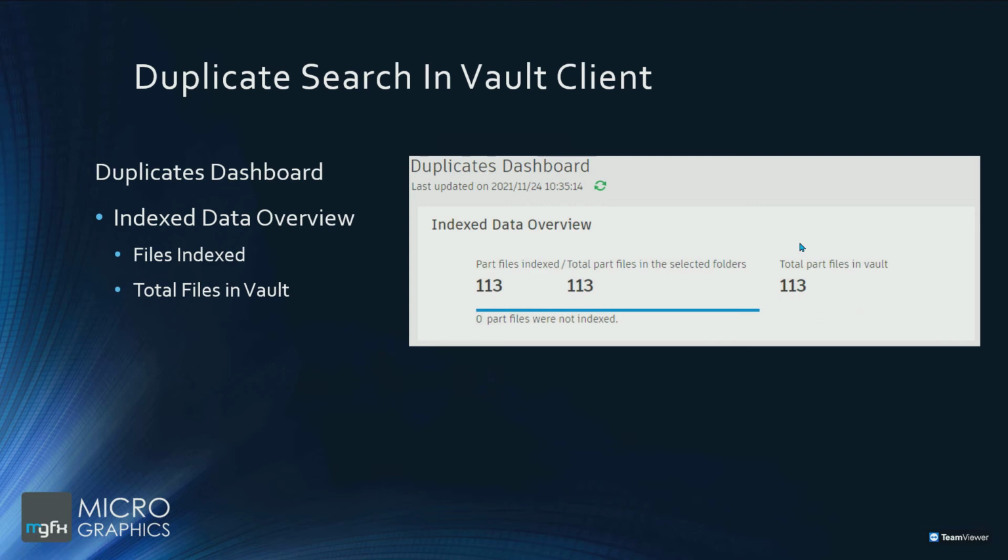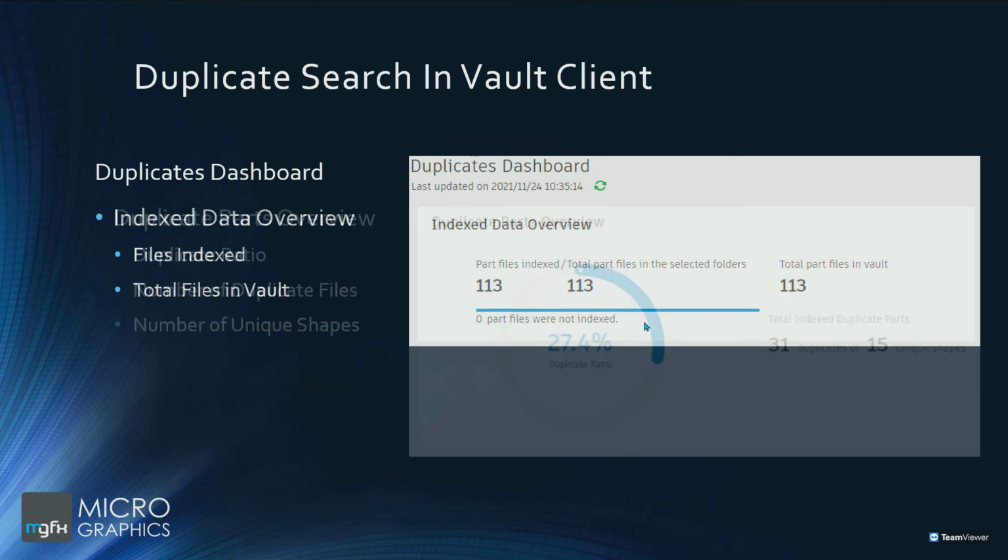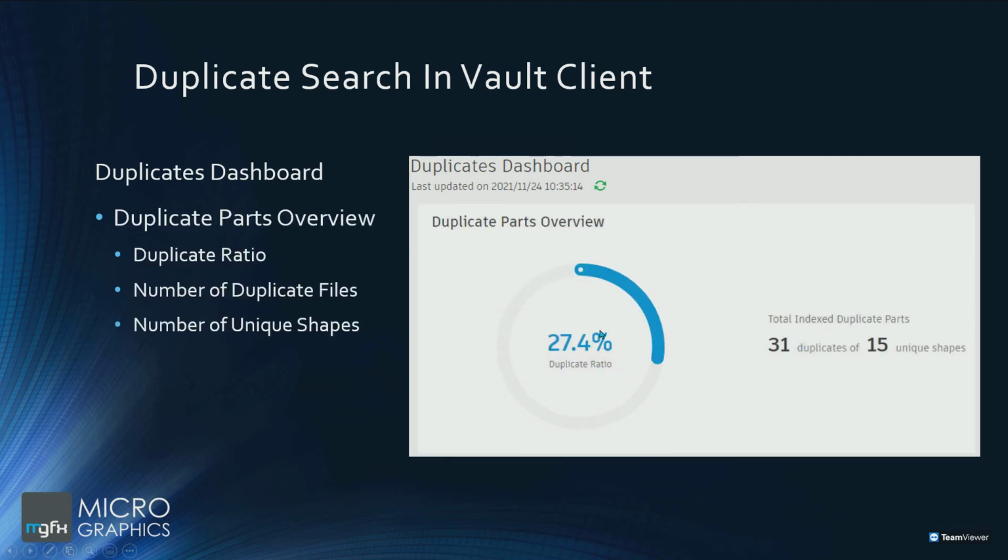If I had to remove the Content Center file, that number, the total part files in the selected folders, would drop drastically. And so we'd only be indexing a certain portion of the Vault. That percentage on the previous slide is a percentage of the indexed files, or the files within the indexed folders. So that is not a percentage of the entire Vault. That'll only be a percentage of what actually has been indexed for the duplicate search.